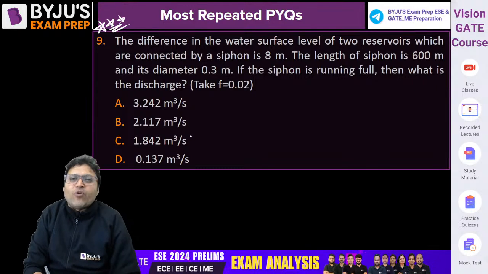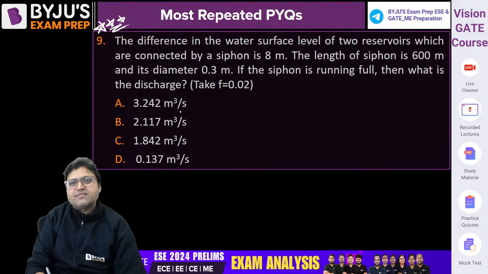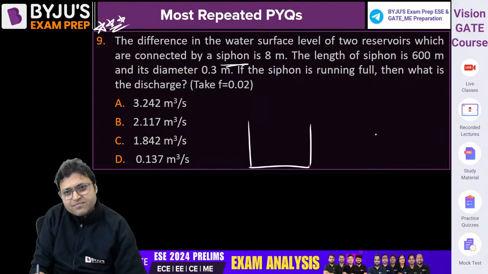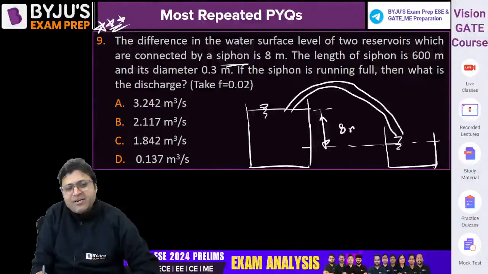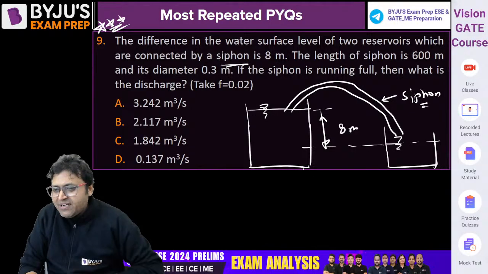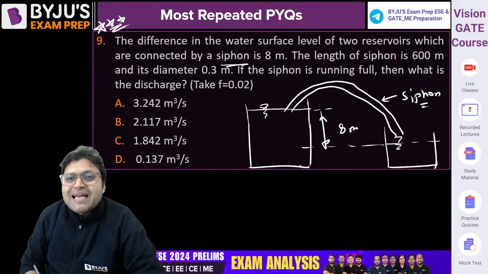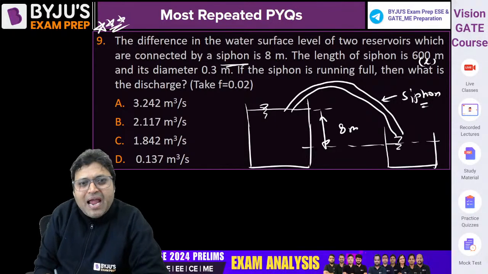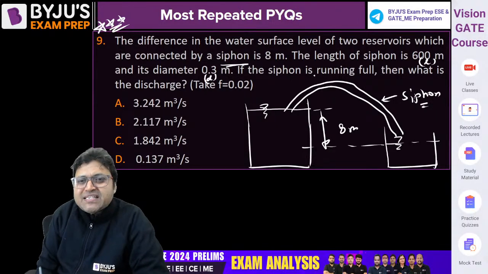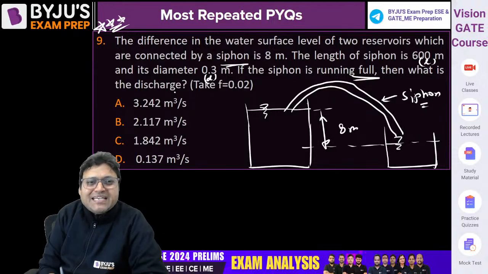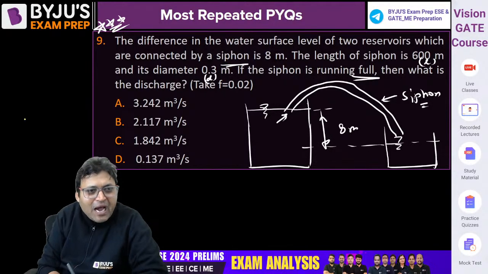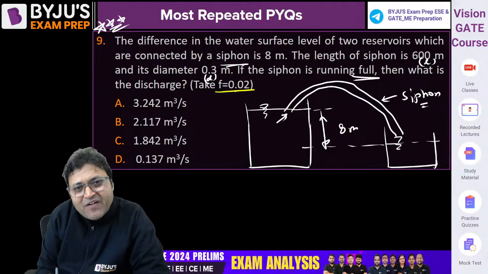The difference in the water surface level of two reservoirs which are connected by a siphon. Do you know what is a siphon? This pipe is called a siphon. The length of the siphon is 600 meter, that is L, and its diameter D. If the siphon is running full, then what is the discharge from the siphon? We need to find out Q. Now, if we apply energy equation, friction factor is 0.02.